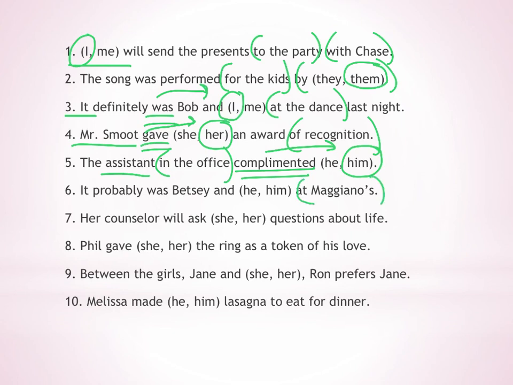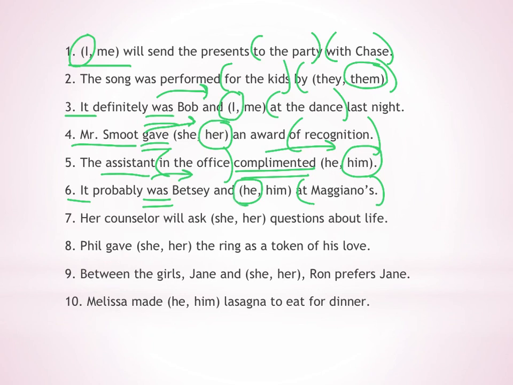Number 6. At Maggiano's is my prepositional phrase. It is the subject. Was is the verb. Was is a being verb because it's on the list. Therefore, the pronoun that comes after it must be nominative. The correct choice then would be he.